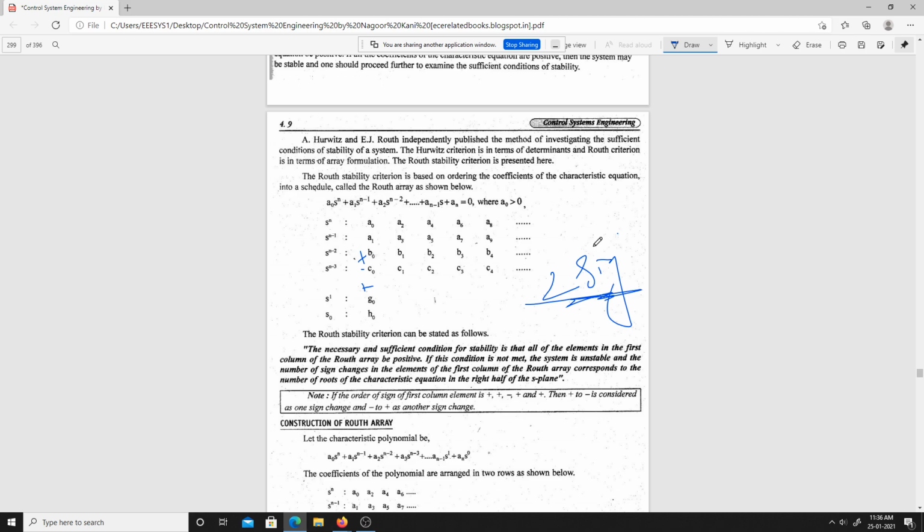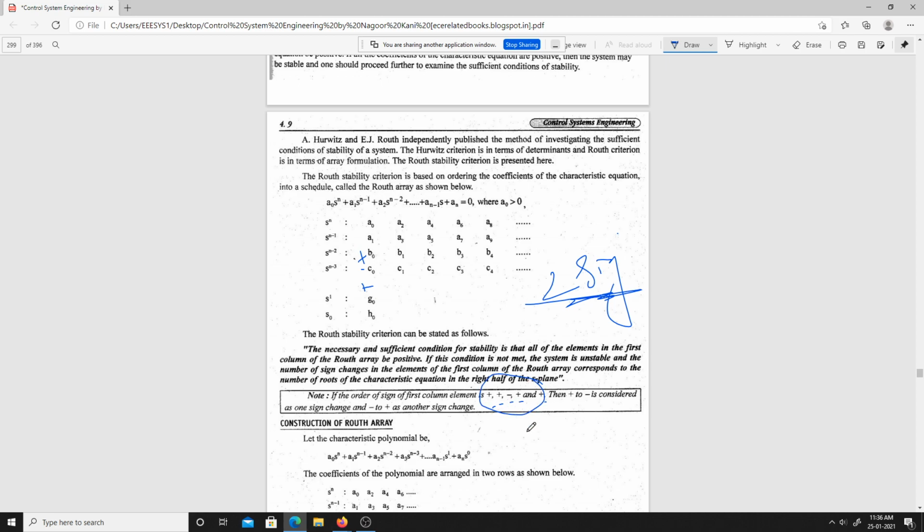Is it clear? So particularly, what is the main conclusion we can take? If the order of sign changes of the first column elements is, for example, positive, negative, positive, and positive here, this is the order of sign changes we are having.